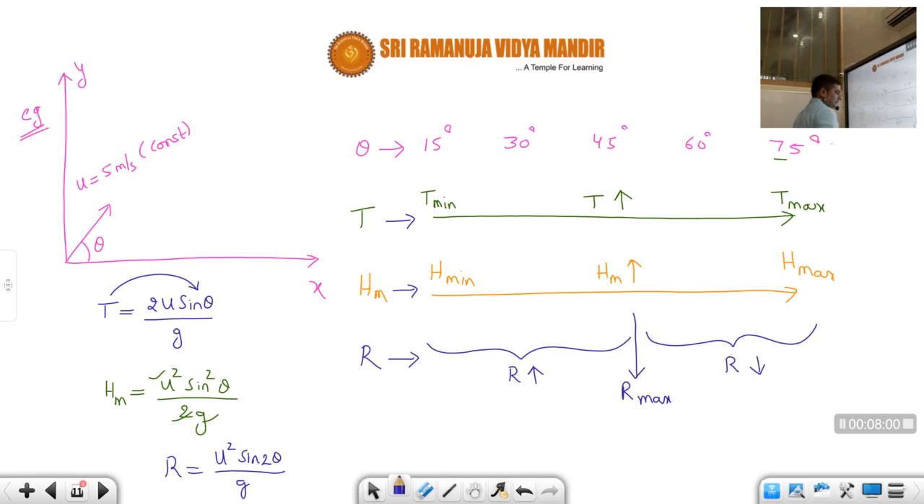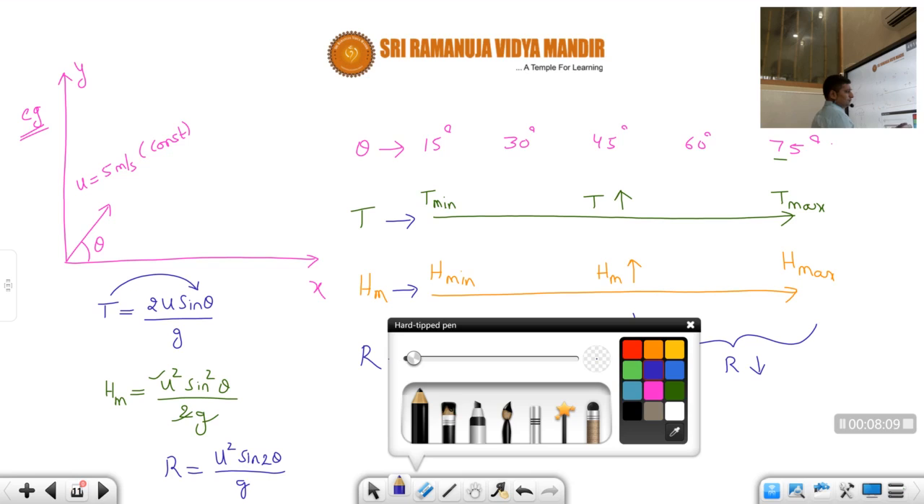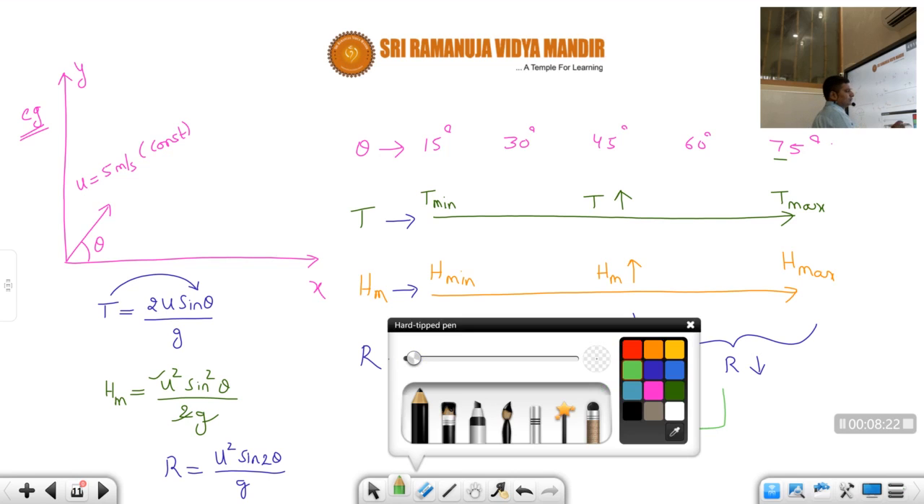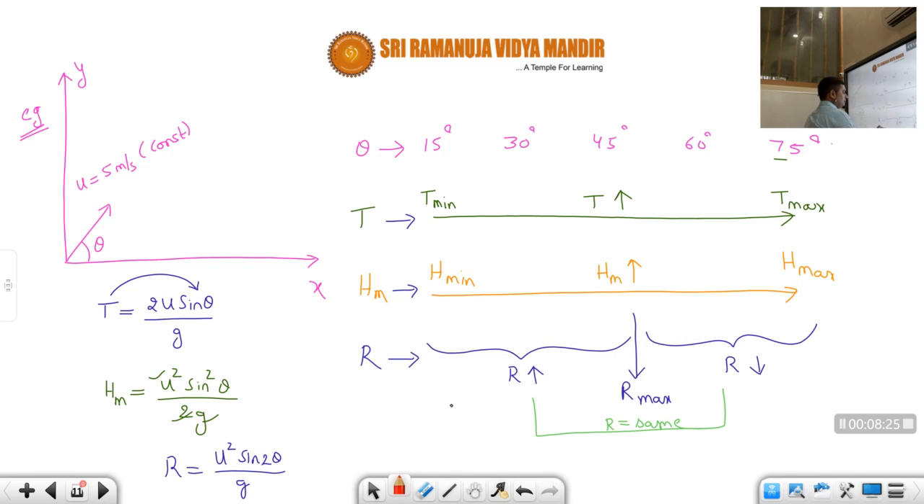Regarding range, we also have one more point. Range is same for complementary angles. If you see carefully, for 30 degrees and 60 degrees, R will be same. Why? Because the sum of these two is 90 degrees, so they are complementary. Like that there is one more. What is that, students? 15 degrees and 75 degrees. 75 plus 15 is 90 degrees. So for these two angles also range is same. This point also is very important.